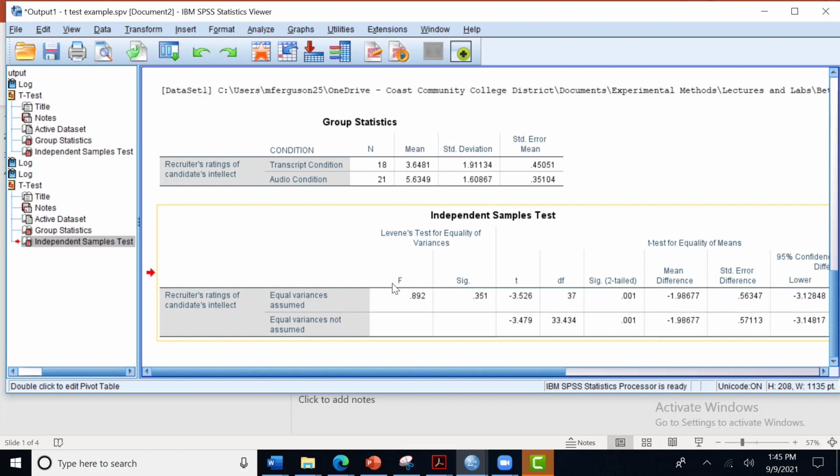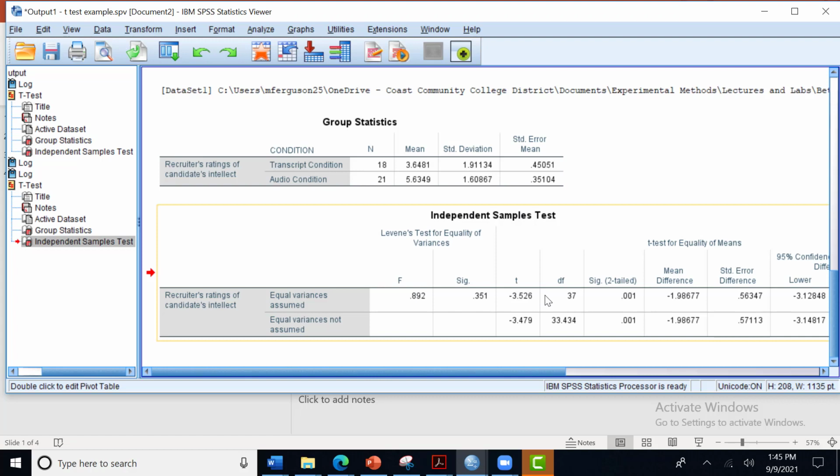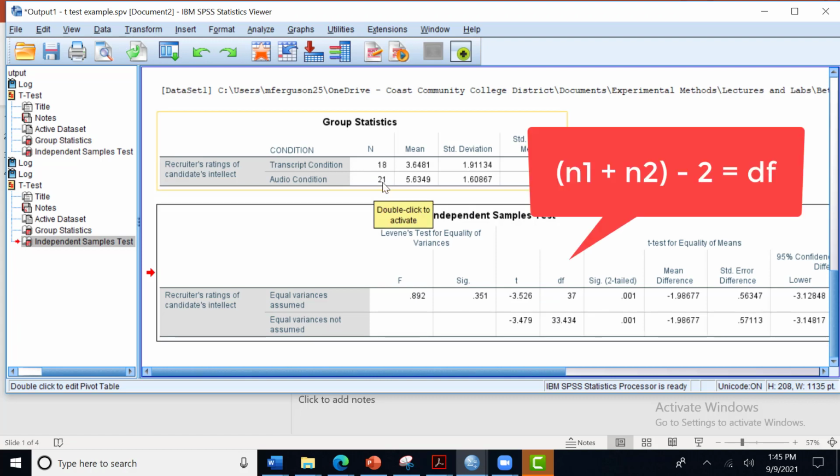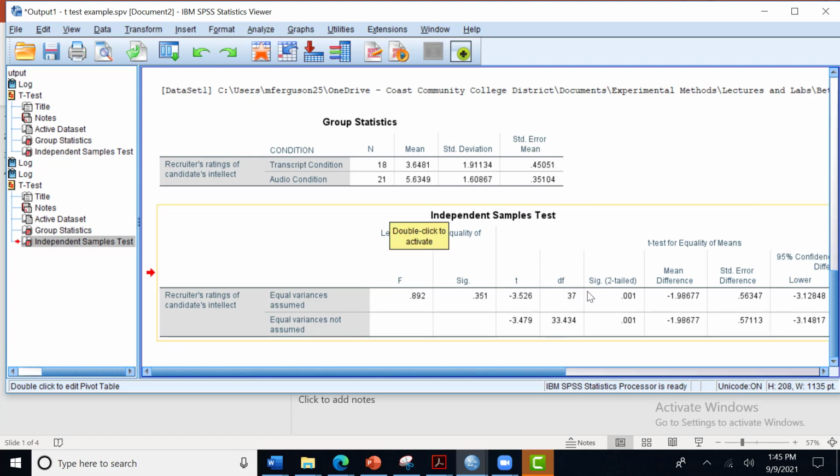And if you look over here, we're going to ignore this stuff, and we're going to see this is our t-statistic. This is what we're going to report here. And this next column here is our degrees of freedom. And so the degrees of freedom is calculated as the sum of 2 n's, these 2 n's, 18 plus 21, minus 2 because we have 2 conditions. So you add these 2 up and it equals 39. You subtract 2, 1 for each condition, and you end up with 37.